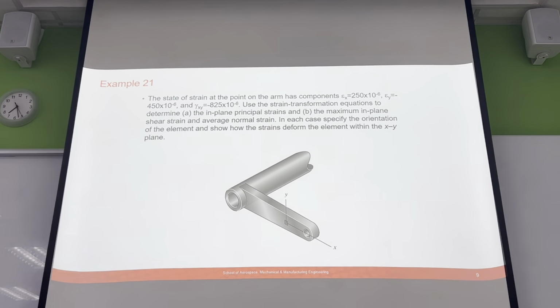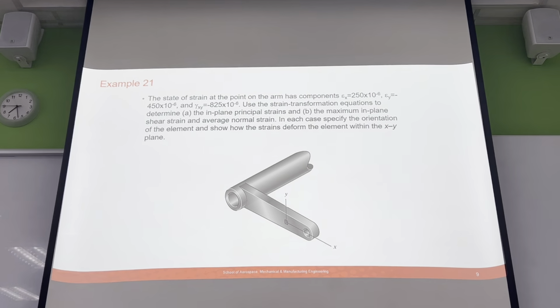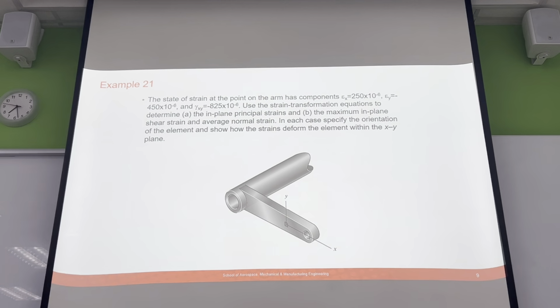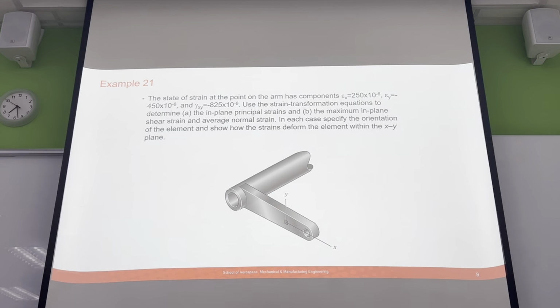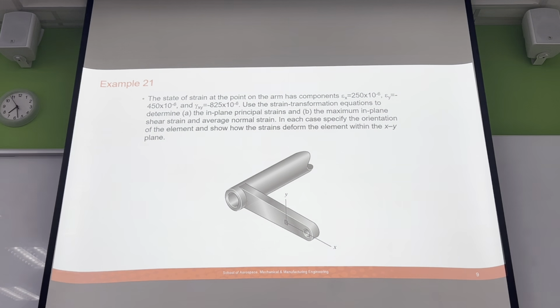So here we have put a strain gauge on a component. It looks like some sort of, this is connected to a shaft and we have some sort of actuation. This actually looks like a bike shifter. We've measured the strain in the X and the Y, and the shear strain. And we just want to figure out the principal strains and the in-plane shear strains.